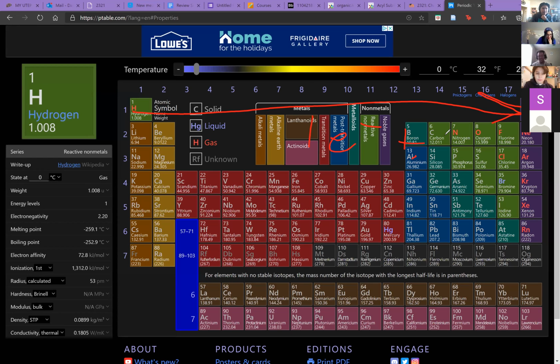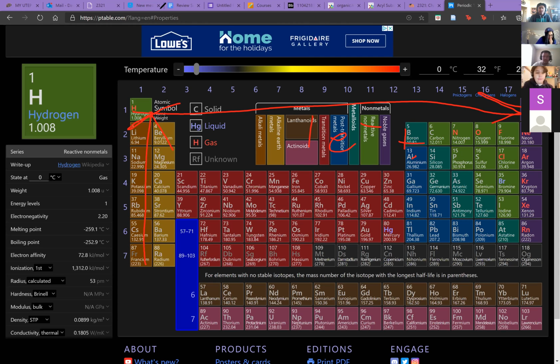Okay, fine, quickly. So with that in mind, since there are more shells, that means it's easier to kidnap. So going from top to bottom, the ionization energy decreases, and going from bottom to top, it increases. Does that make sense? Yeah.